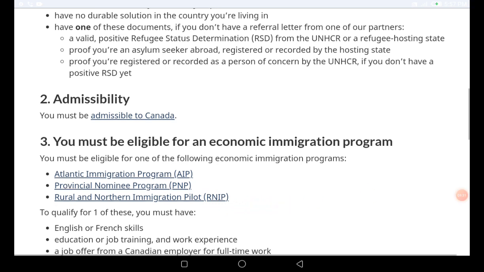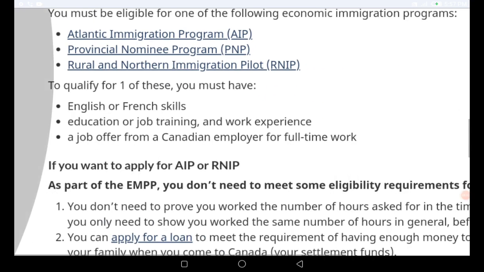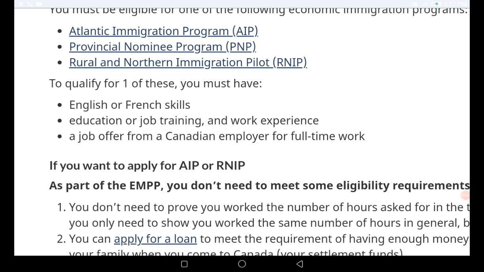And for you to qualify for this program, you don't need any degree certificate to apply. What you just need is a basic education or work experience. As you can see here, it says to qualify for one of these, you must have English or French skills, education or job training. So which means if you have education, fine, you can apply. If you have job training, fine, you can apply. And also if you have previous work experience, you can use this to apply.